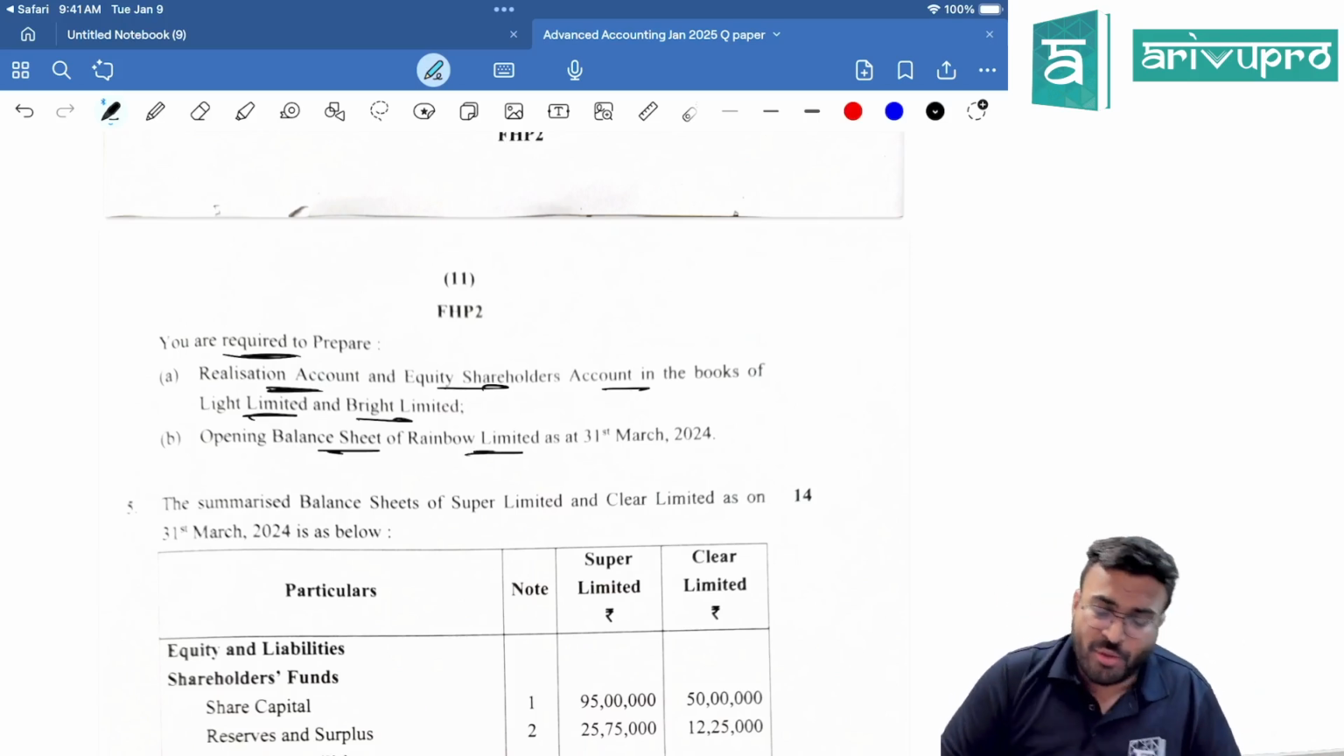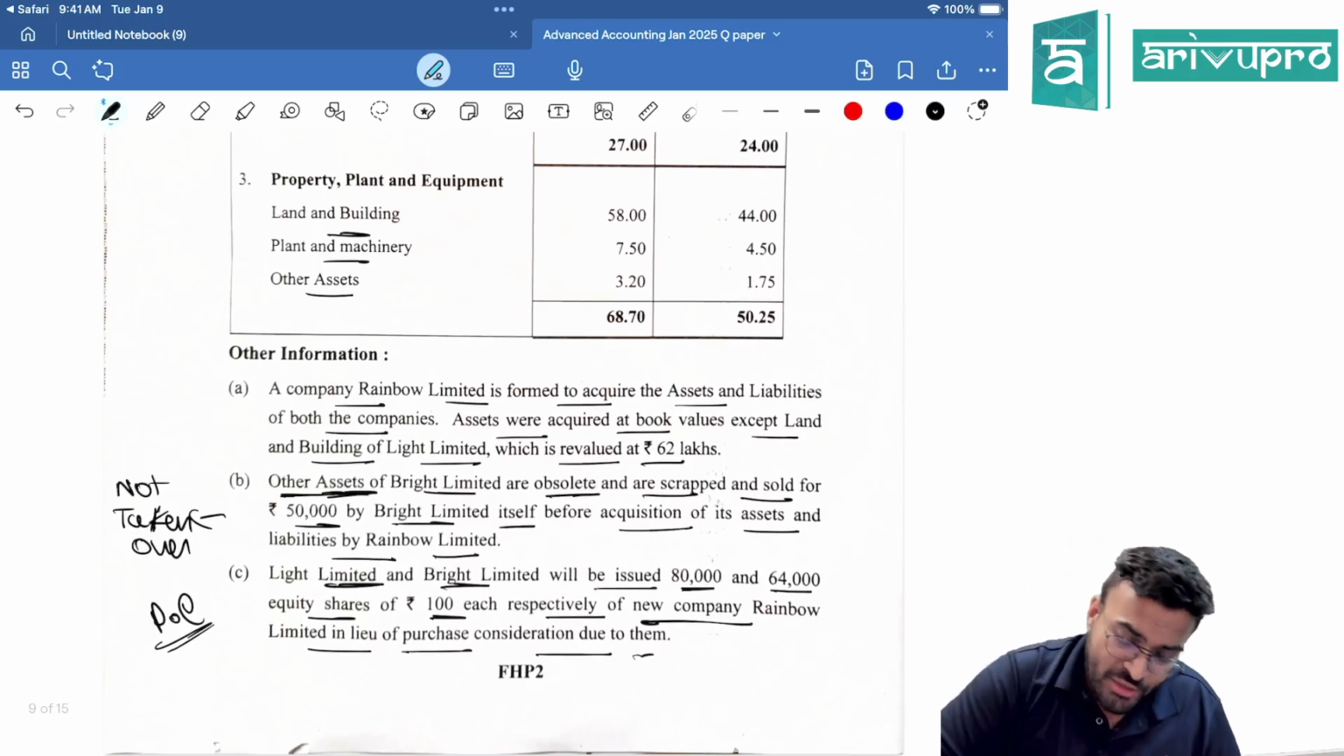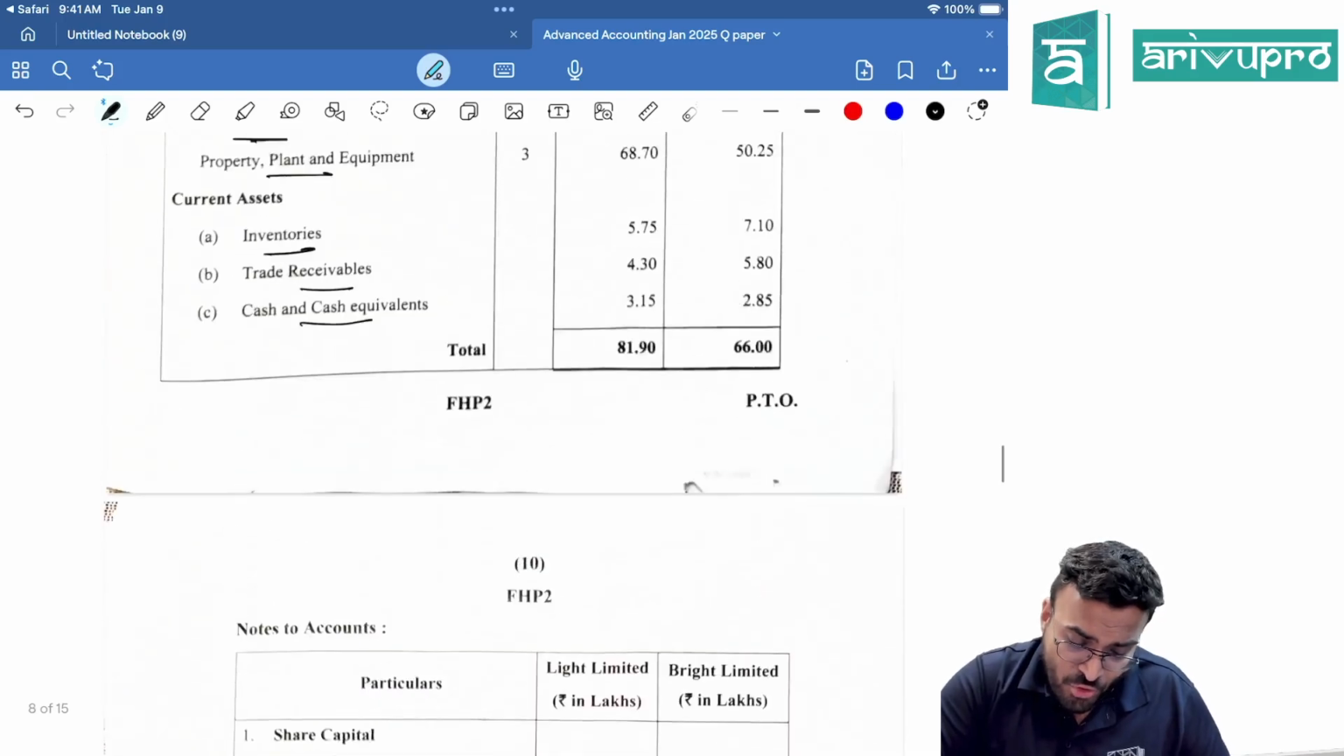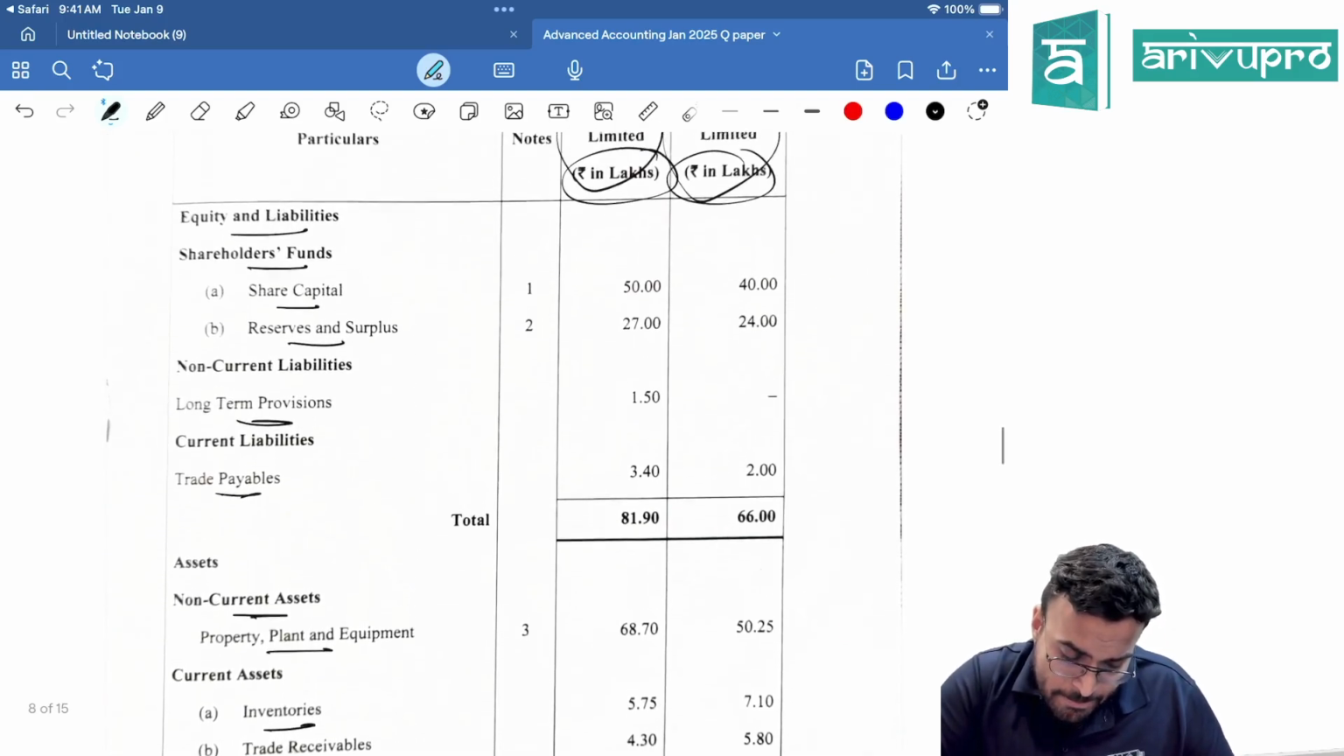Opening balance sheet of Rainbow Limited. All the assets are taken over. What is not taken over? Other assets of Bright Limited. Can you go and see over here? Bright Limited.